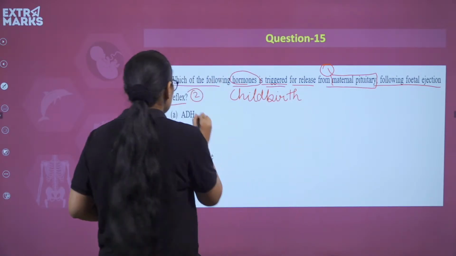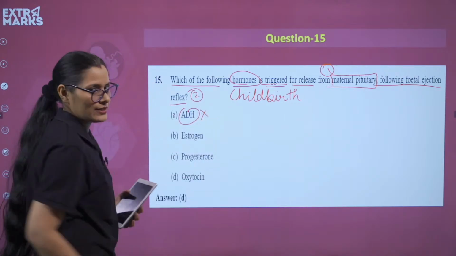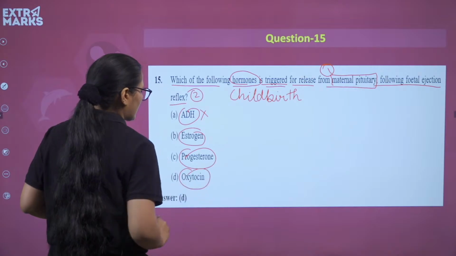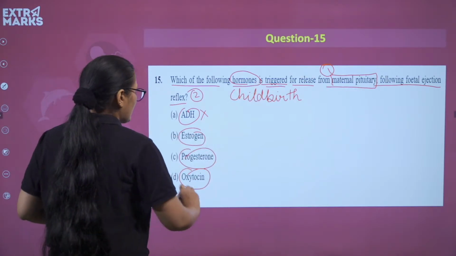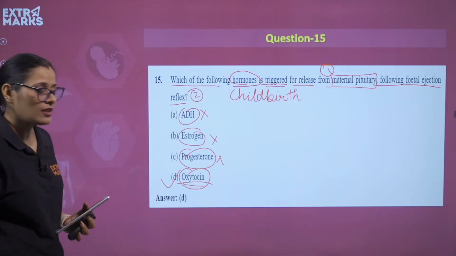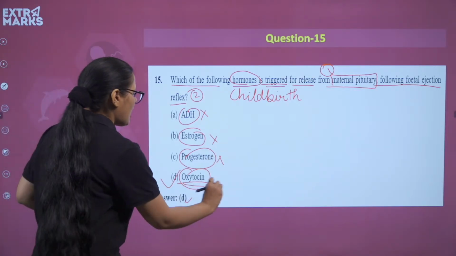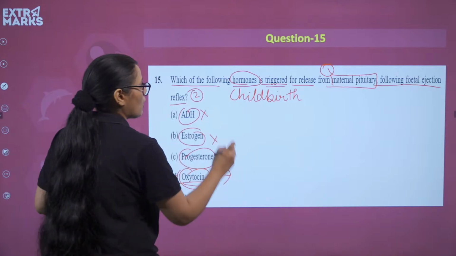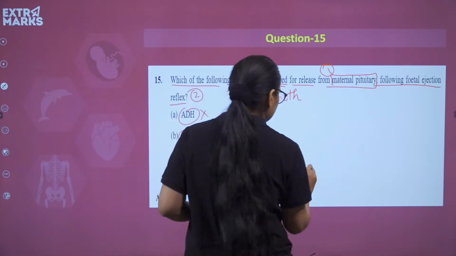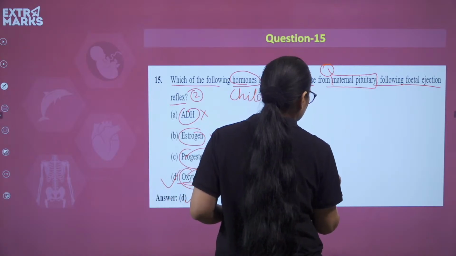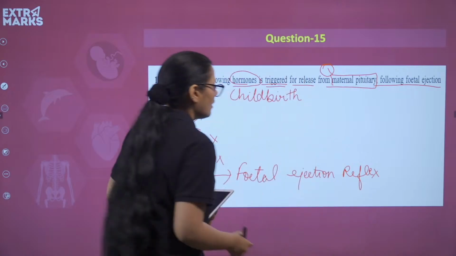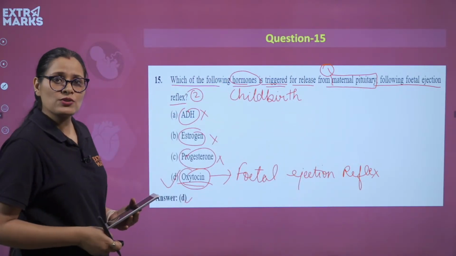First option ADH has nothing to do with childbirth. Second is estrogen, then progesterone and oxytocin. And we know from maternal pituitary there will be a release of oxytocin and not estrogen and progesterone. So the answer is option number D, and it is this oxytocin which is involved in fetal ejection reflex. So with this, let's move on to the next question.